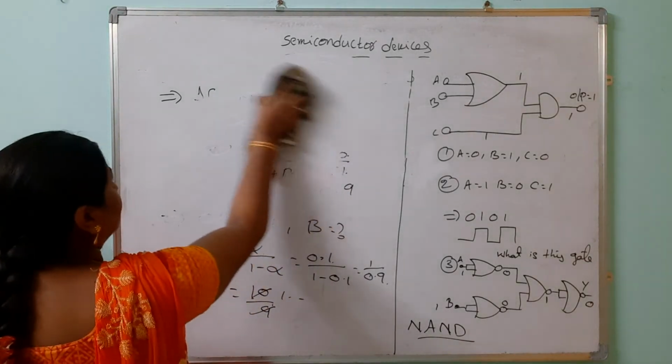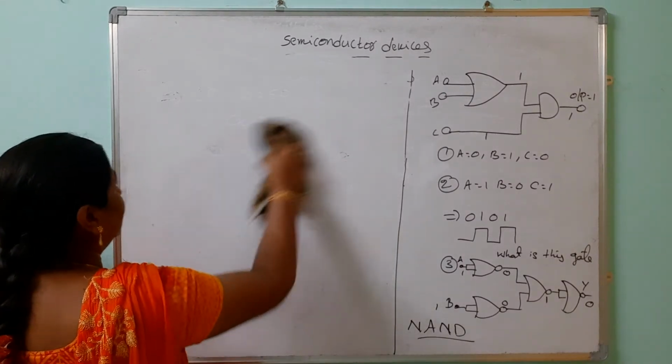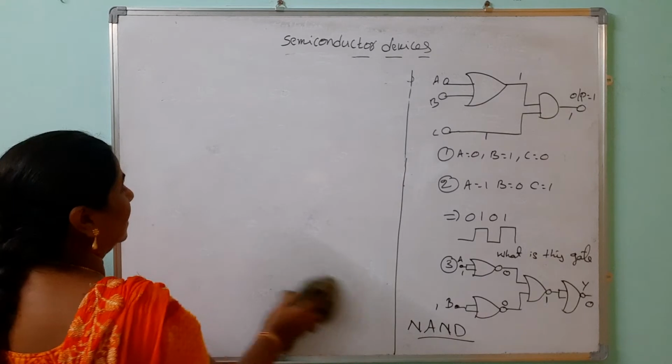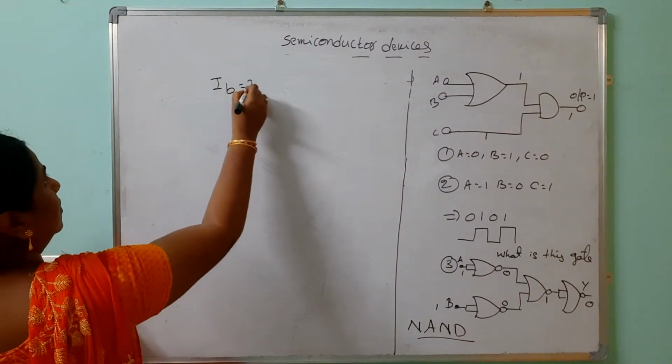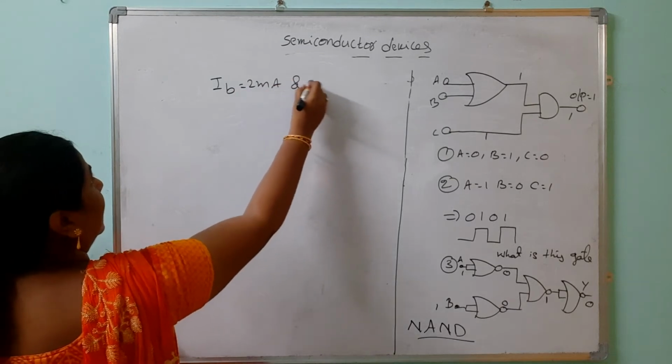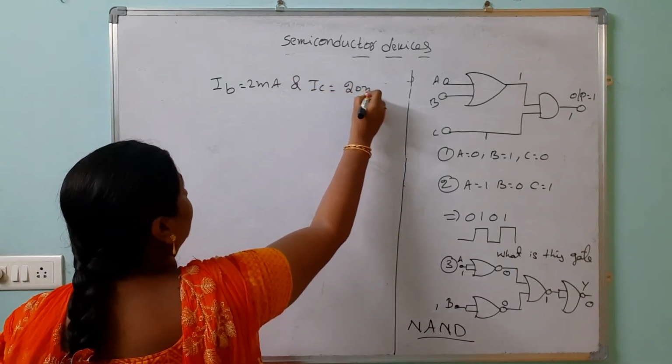Not only this one, suppose they are giving, you know that there are 3 layers in the case of transistors: emitter, base and collector. Suppose the base current is 2 milliamperes and the collector current is 20 milliamperes.